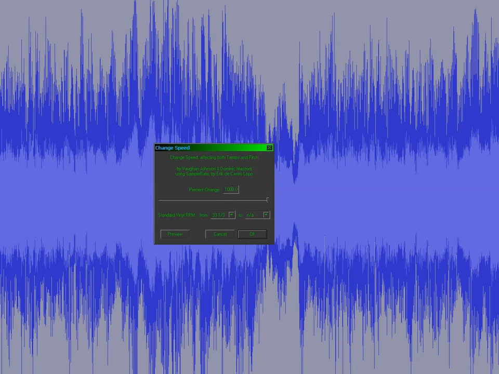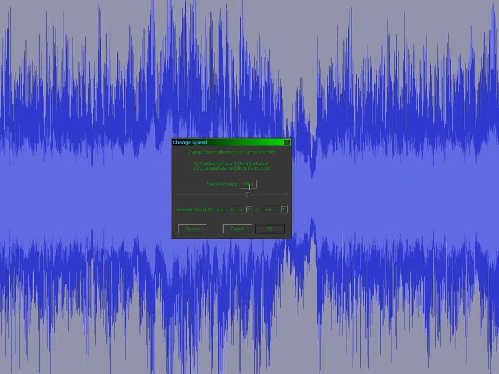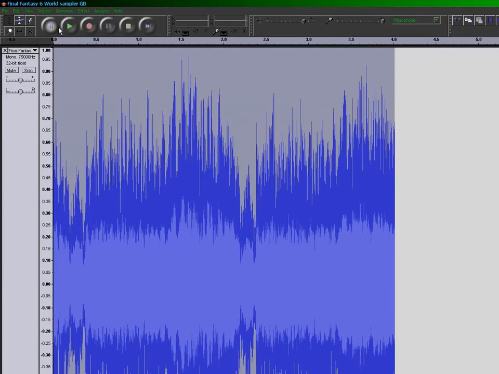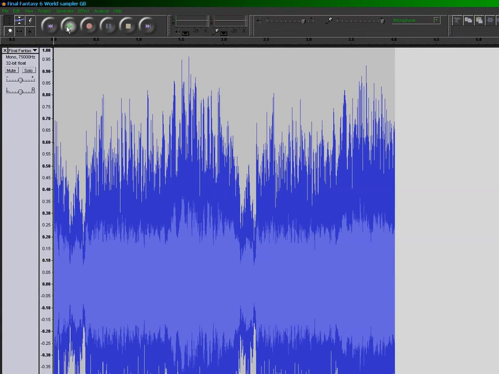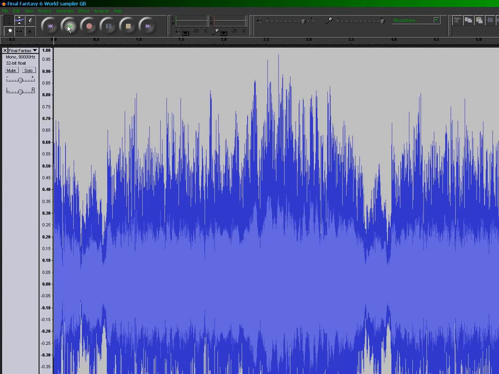So in this case, I need to actually double the speed. In this case, this is the only way I can get anything beyond Audacity's annoying limit. Yeah, that's triple speed. But at least it gives you the idea.